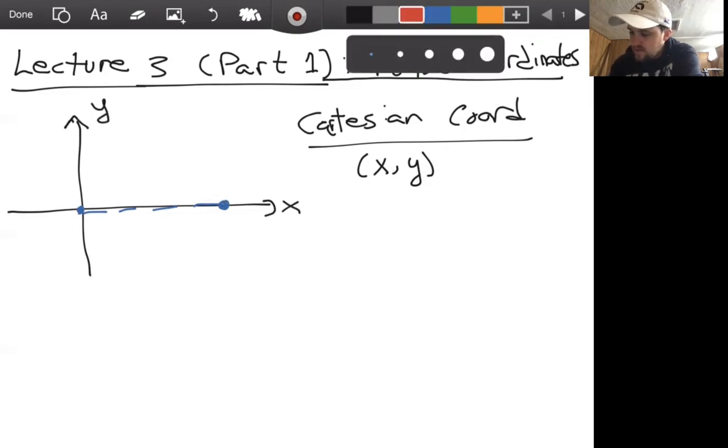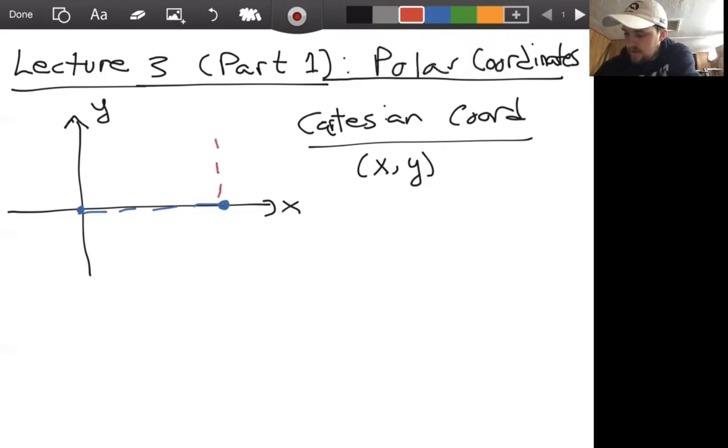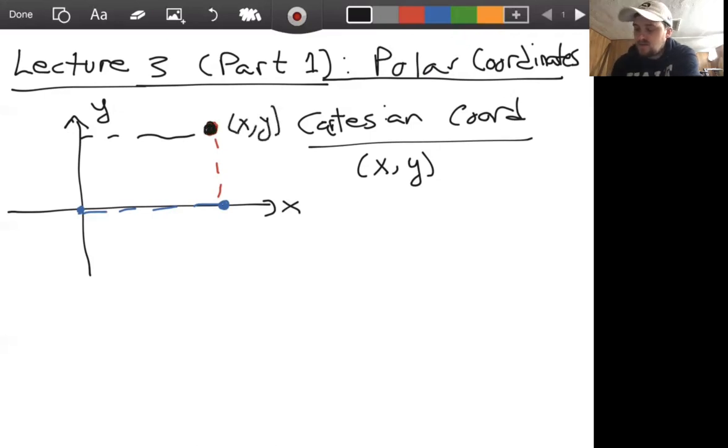Right, this distance here is x, and then the y coordinate tells us how far we march in the vertical direction, whether it's up or down, right? And so this point out here in red is x units away from the origin in the horizontal direction, and then y units away from the origin in the vertical direction. It gets us somewhere out here.